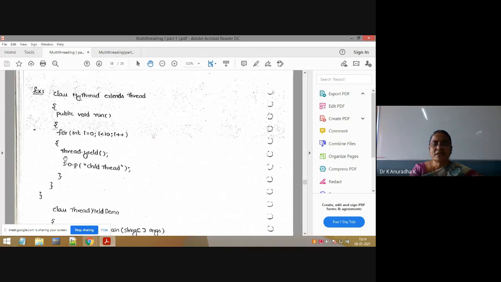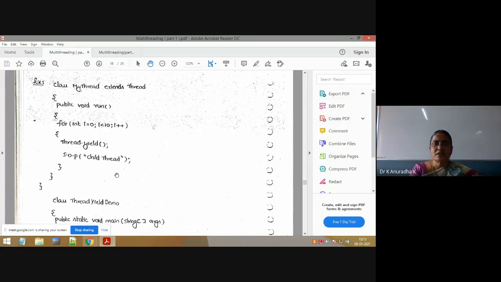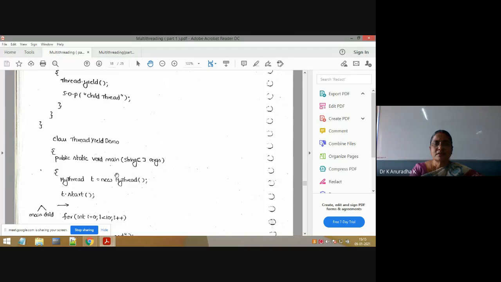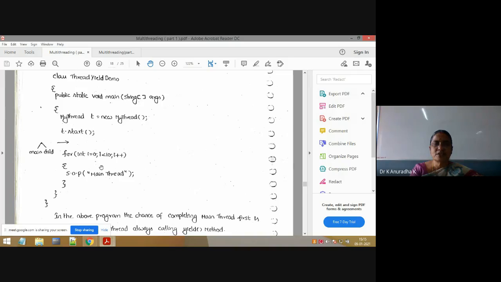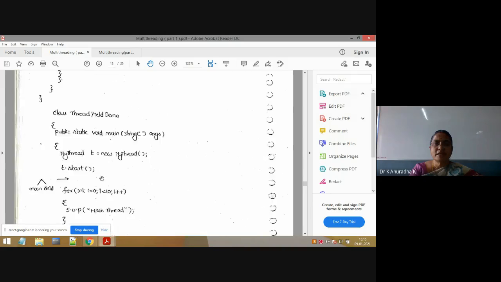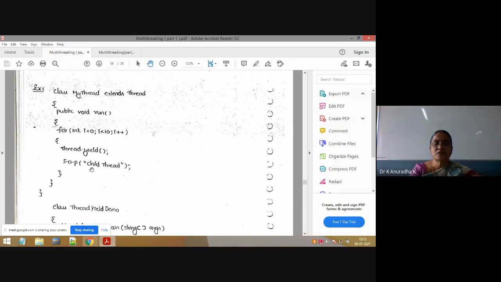Here I have written the thread.yield method in the child thread. That's why the advantage is here. First the main thread will complete its execution using this for loop, followed by the child thread completing its execution.